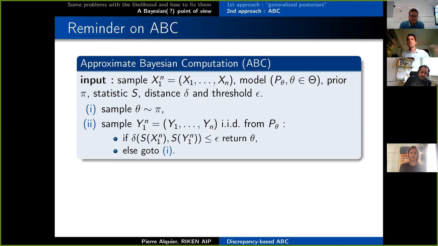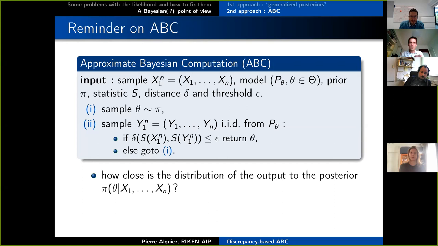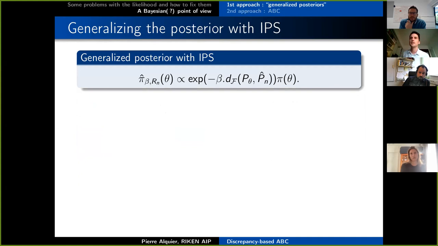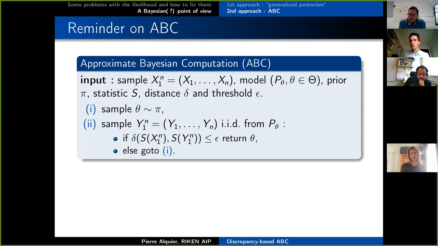But I just want to mention questions, at least for theoreticians, that are usually of interest, for example: is it possible to quantify how close the distribution of the output of the algorithm is to the true posterior? Another way to think of this that I like is to come back to this setting and say we can also think of approximate, generalized posteriors. I can simply say that this object is now my object of interest because it's the one I know how to sample from. So it's a kind of pseudo-posterior, but I still want to understand its asymptotic properties.